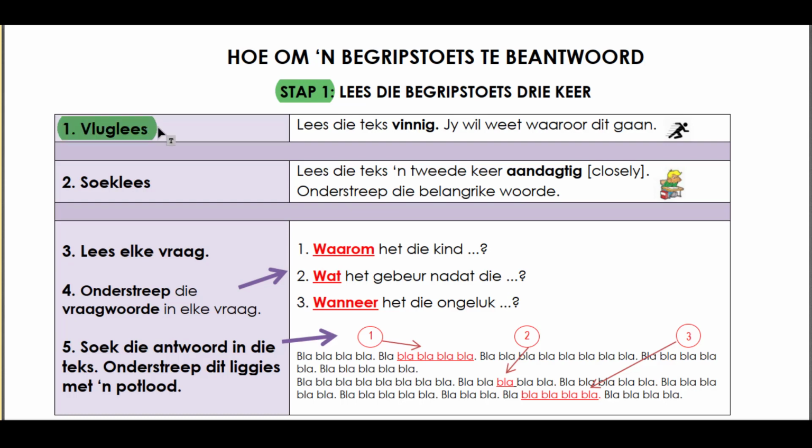We want to read through this rather quickly. So read through the passage very quickly.